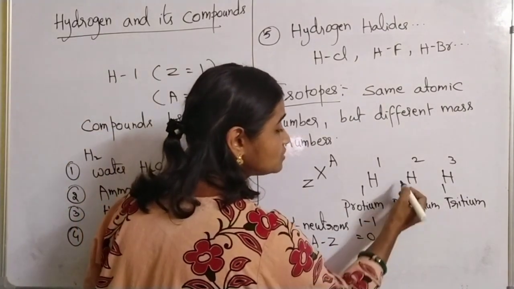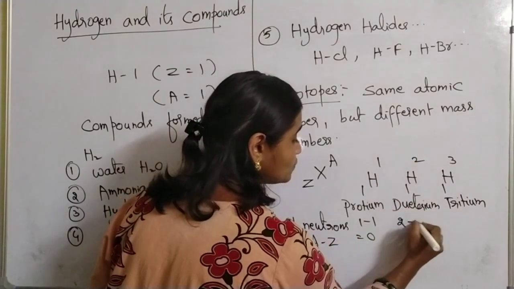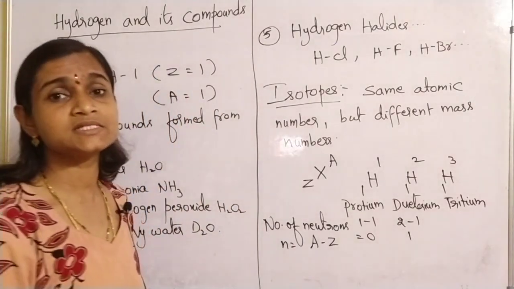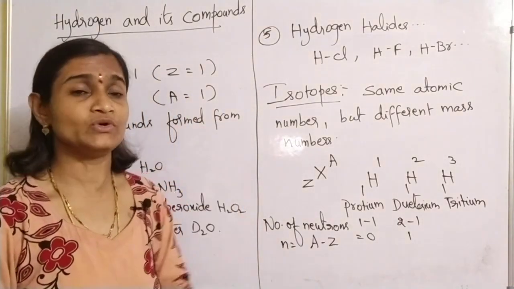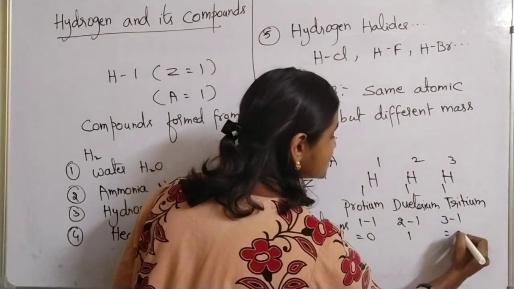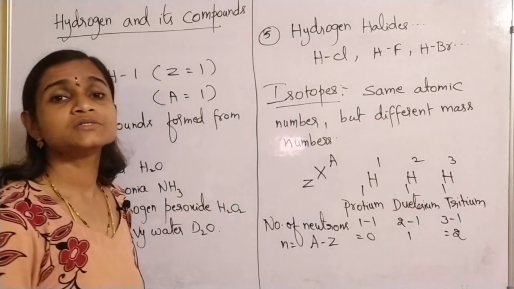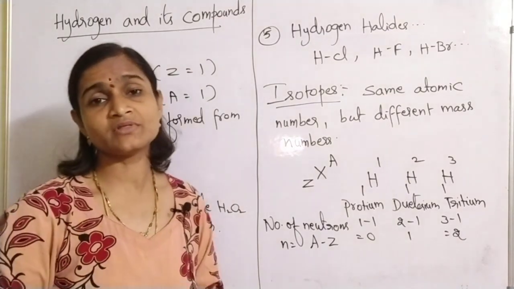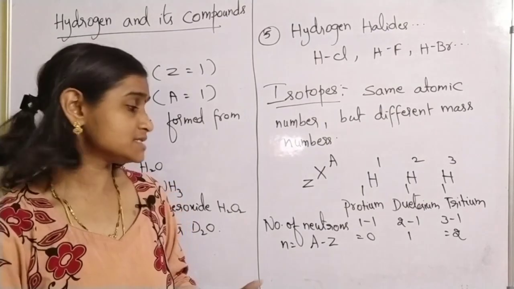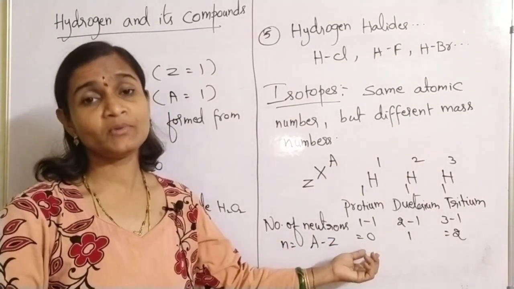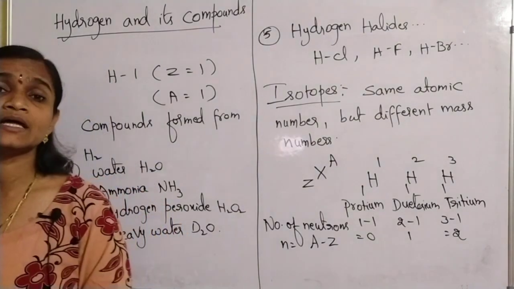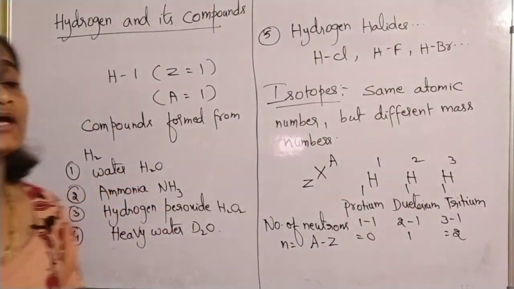And if you come to deuterium, how many neutrons are there? 2 minus 1, which is equal to 1. This means in deuterium you will find 1 neutron, and in tritium you will find 3 minus 1, which is equal to 2 neutrons. So the isotope of hydrogen which does not have neutrons at all is what? Yes, it is protium. Protium is nothing but normal hydrogen only.